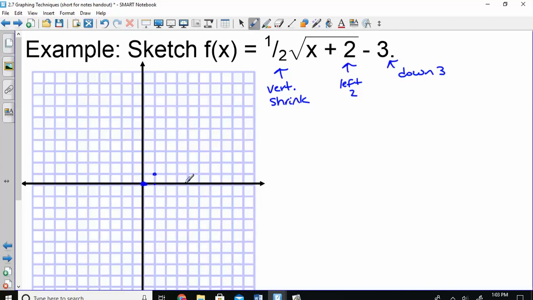Square root of 0 is 0, 1, 1, 4, 2. So when you have these, order doesn't necessarily matter, except if you have up or down, you need to do that last, always. So if I shrink, this is at 0 times 0 is still 0, left 2, down 3. Okay, 1, 1. If I take my y times the half, that's at 1/2, left 2, down 3.